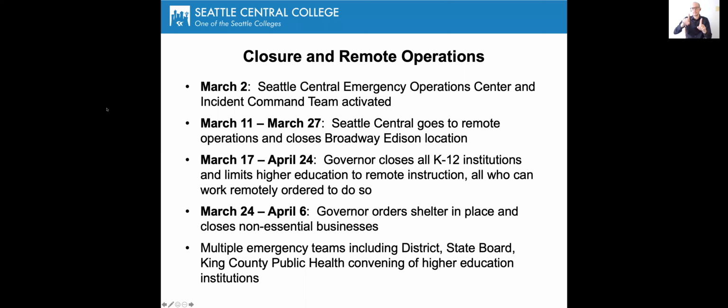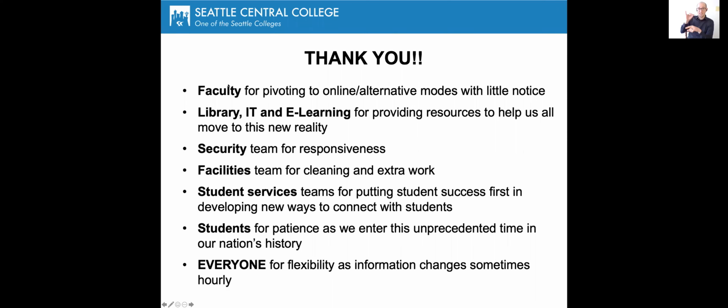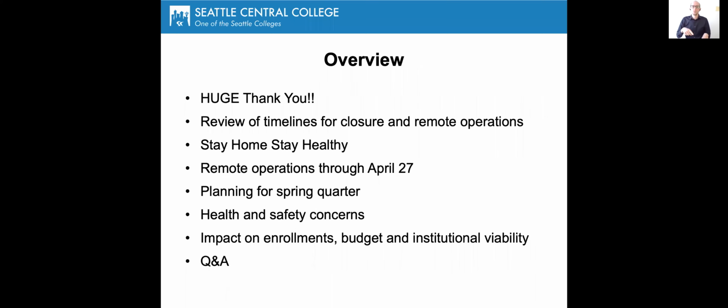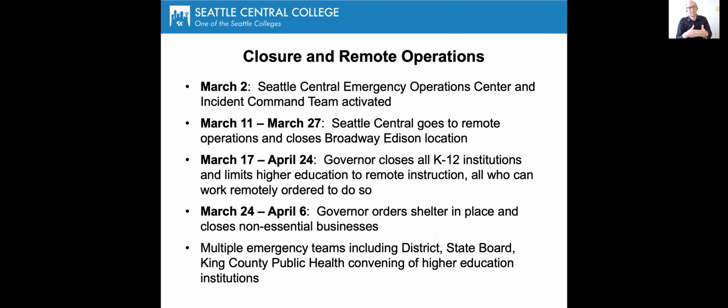And so then we had to quickly shift to going to remote operations and closing our Broadway Edison location so that we could do the deep cleaning and disinfecting that was necessary for us to be able to move forward. So we went to remote operations fairly quickly as we were entering the last week of instruction and moving towards finals. And so that decision was made before the governor came out, not even 6 days later, and issued an order. Go back. The slide should be on the closure and remote operations. Go forward, I should say. One more, there we go.